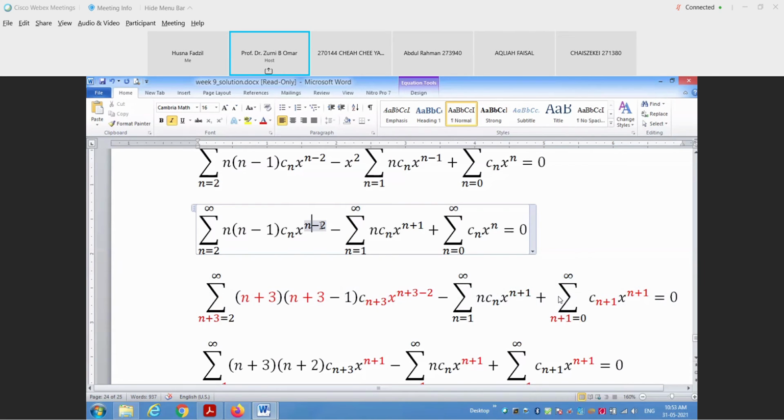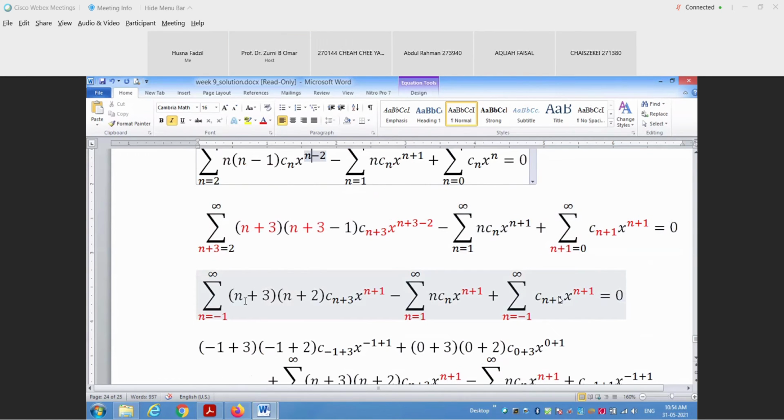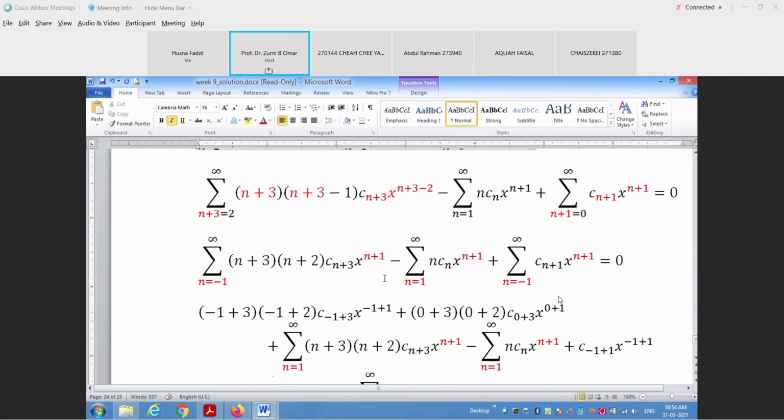So first we have to change the index to make them the same. You have to decide now. There is no specific way, no unique way to do this. It's up to you, as long as the powers are the same. Here we convert to n plus 1, and then now the power remains the same and the indices are the same.